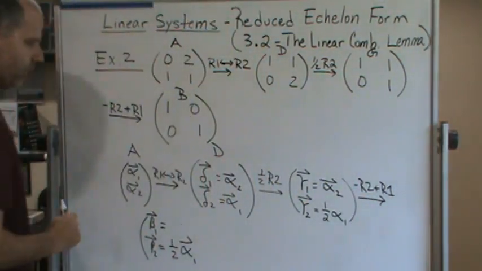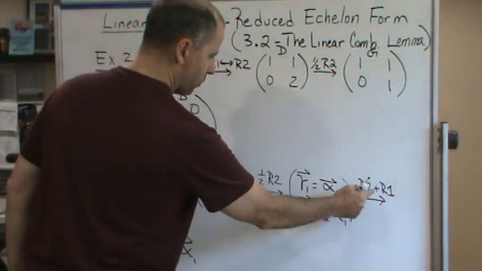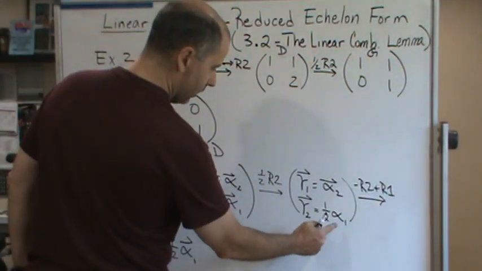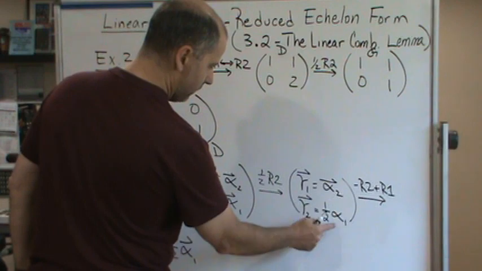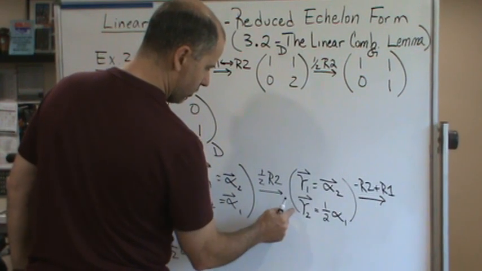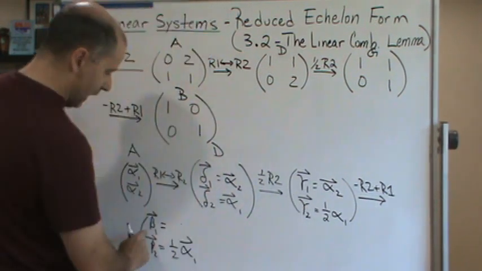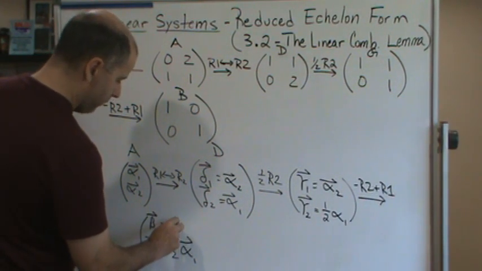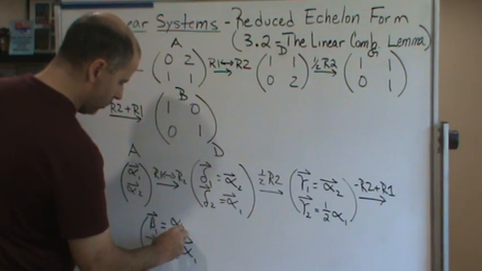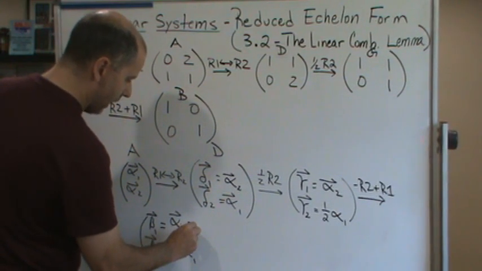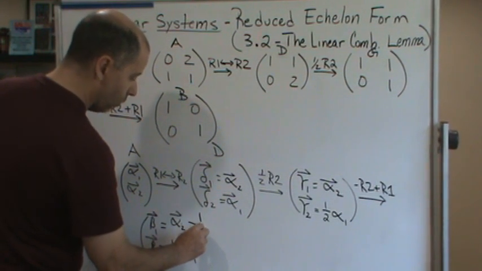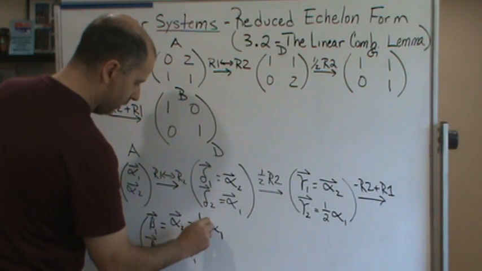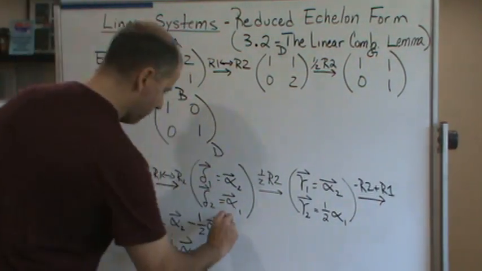I was thinking R1. So if we take negative R2 and add it to R1, that means we're taking negative this and adding it to this. So that means that beta 1 is equal to alpha 2 vector minus 1/2 alpha 1 vector.